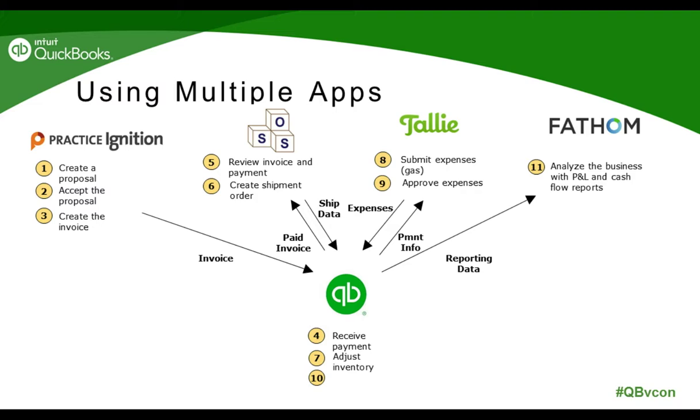And then we run all of our reports in QBO, but maybe we would use something like Fathom to really analyze what's going on with the business. So it just takes reporting to a whole other level to use an app like Fathom or QVinci or any of the, there's other ones out there too. But it gives you an idea, and I'll show you another one in the next slide, of how you can manage multiple apps together. It can be done.